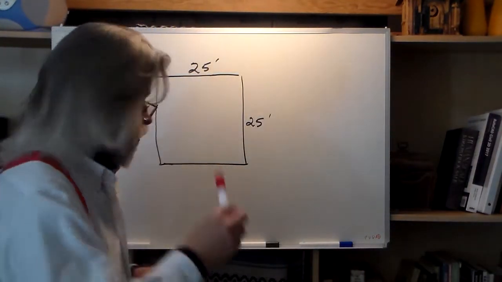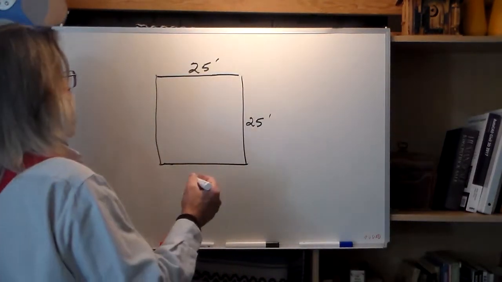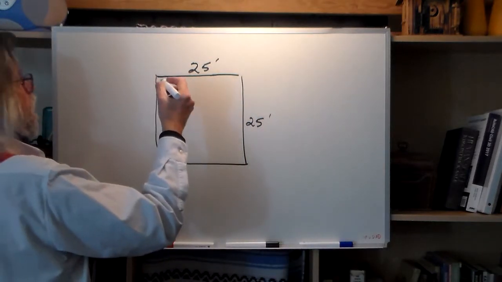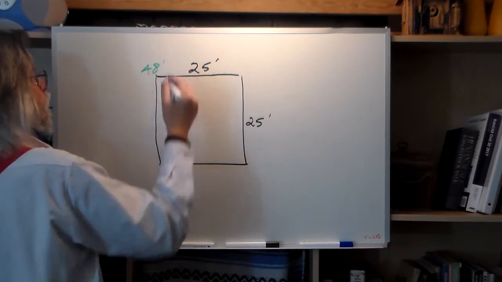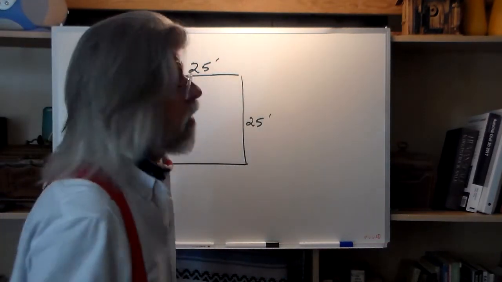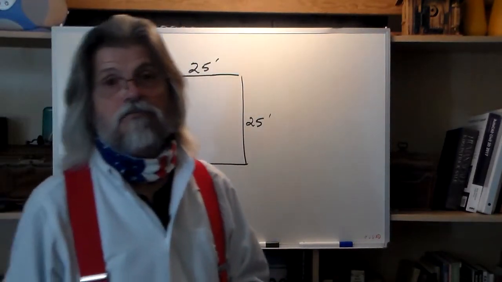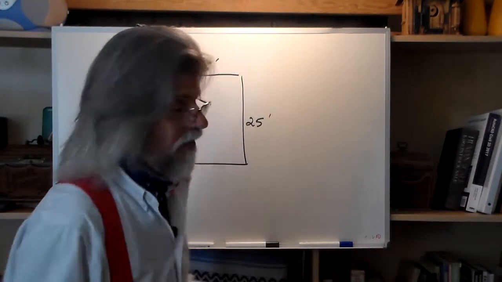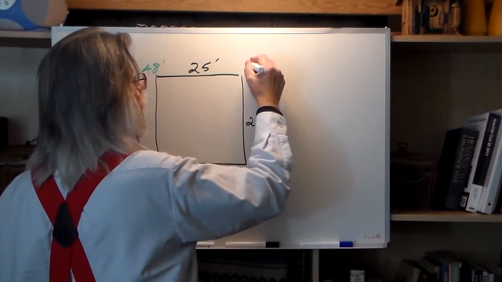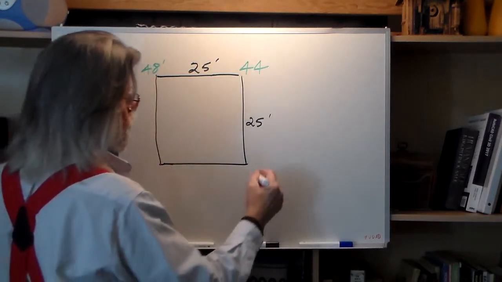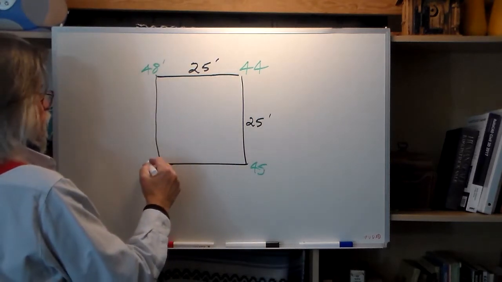Matter of fact, I'm going to switch to green. Green to represent natural ground. So here we go. Let's say this elevation is 48 feet. I'm going to keep the numbers simple just to make the math easy. The concept is going to be the same. Doesn't matter if it's 48.175 or 48, the math and the concept are still the same. And we'll make this one 44 feet. This one 45. And this one 47.